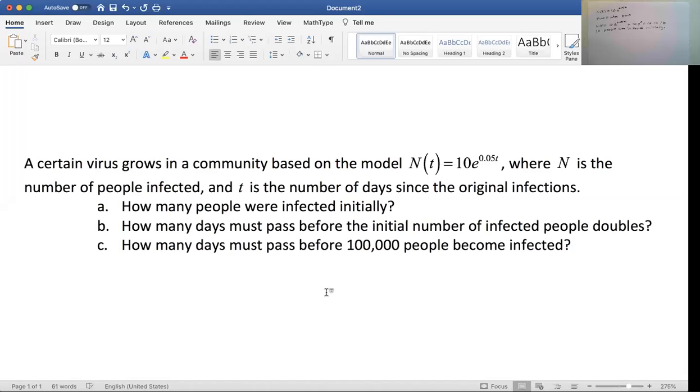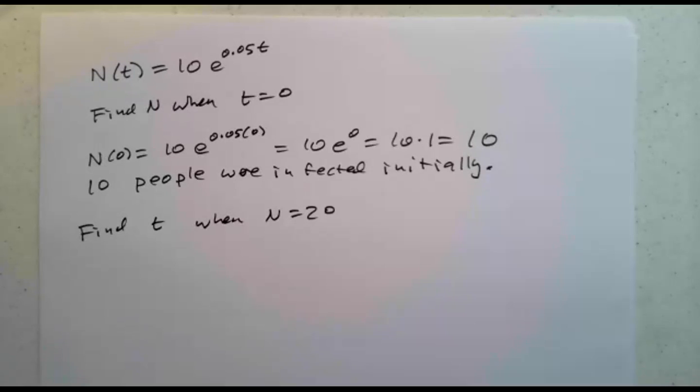How many days must pass before the initial number of infected people doubles? So we're starting with 10. If it doubles, we're up to 20. So it looks like we need to find the number of days that must pass. So find t when n equals 20. That would be a doubling situation.